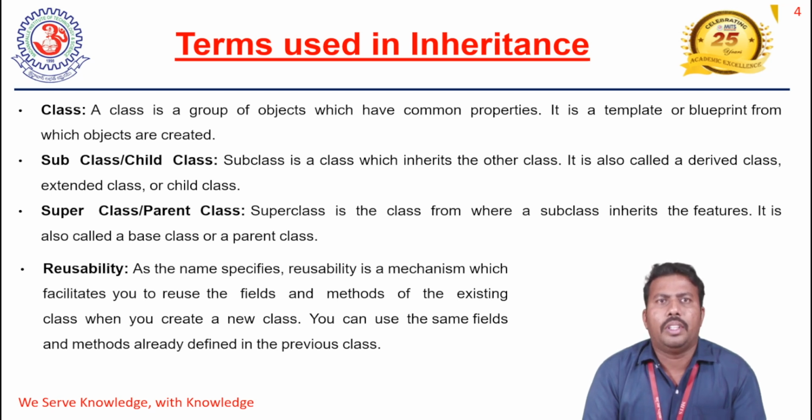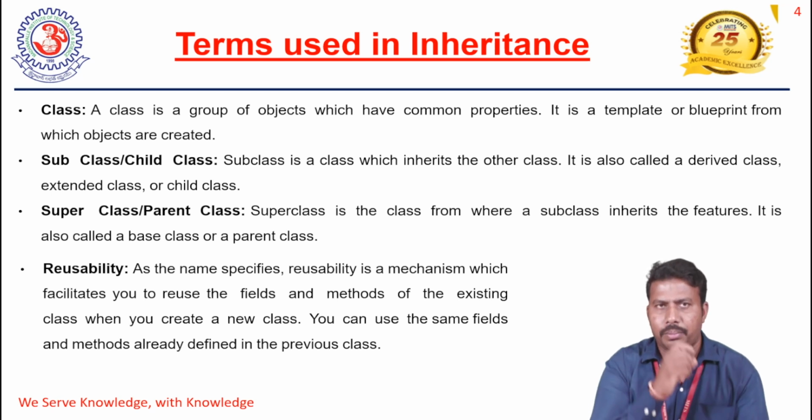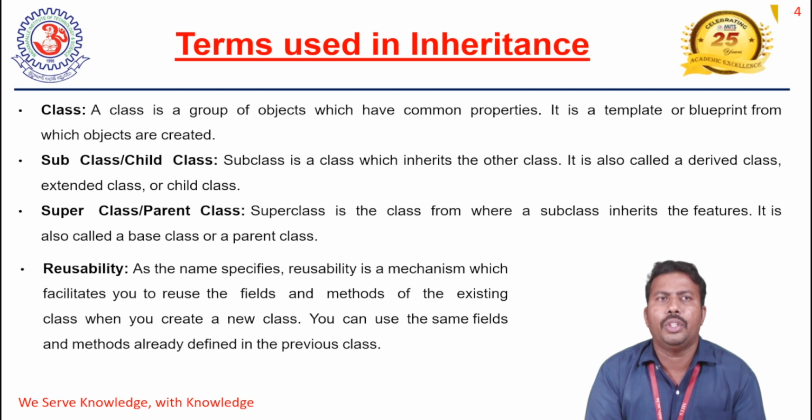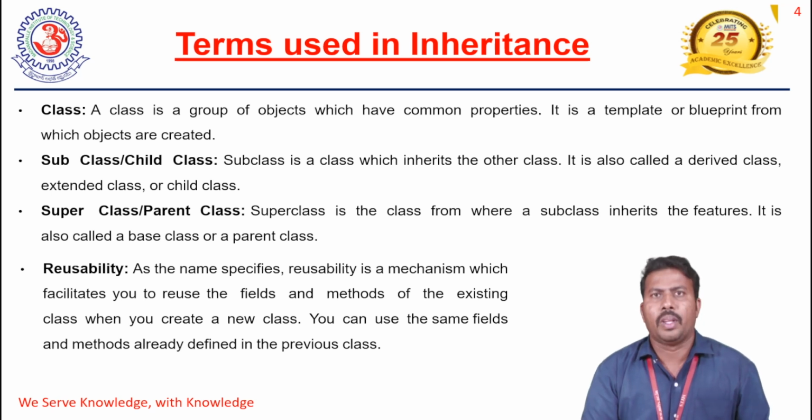Next, one of the terms is reusability. The major motive behind inheritance is reusability. As the name specifies, reusability is the mechanism which facilitates you to reuse the fields and methods of existing classes. When you create a new class, you can use the same fields and methods already defined in the previous class, that is, the superclass. Reusability means what already exists we are going to reuse in some other context. So this is the way.